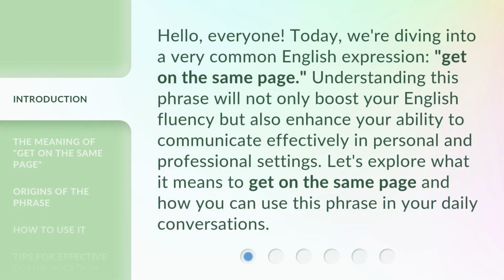Hello, everyone. Today, we're diving into a very common English expression, get on the same page. Understanding this phrase will not only boost your English fluency but also enhance your ability to communicate effectively in personal and professional settings. Let's explore what it means to get on the same page and how you can use this phrase in your daily conversations.